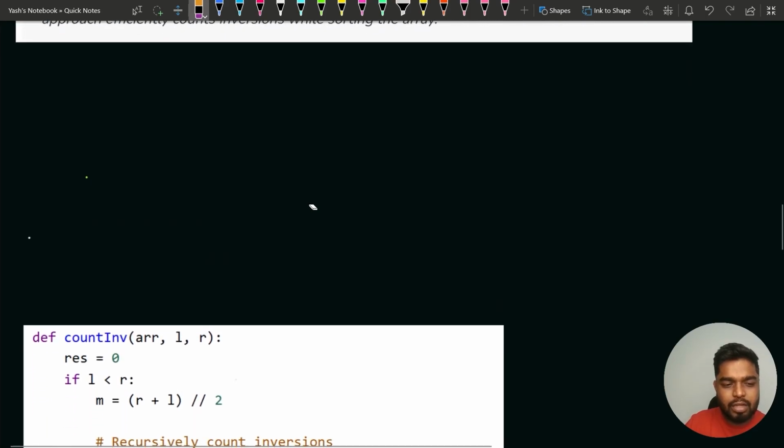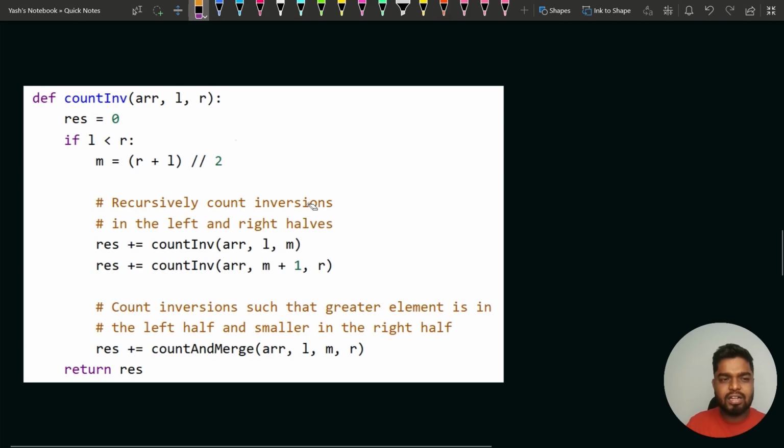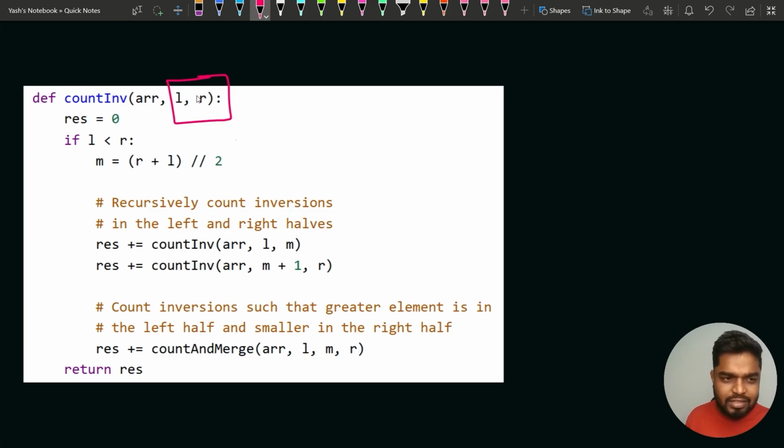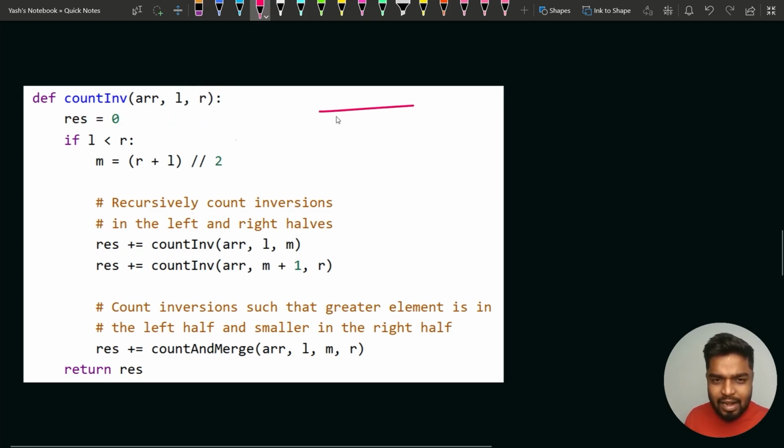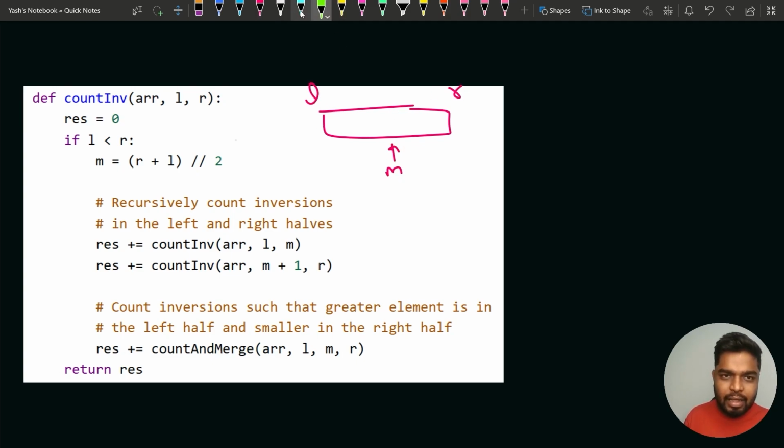Now what do I mean by this? Firstly, let's have a look at the count inversion function. As I said, suppose you have an array from a particular L index till the R index, and if the left range is lesser than the right, this means that we can divide the array into two halves. Suppose this is L, this is R, we'll find the midpoint and divide this particular array into two halves.